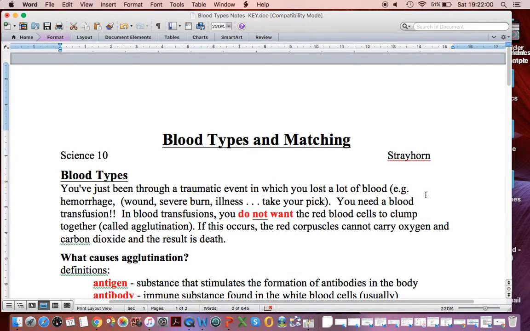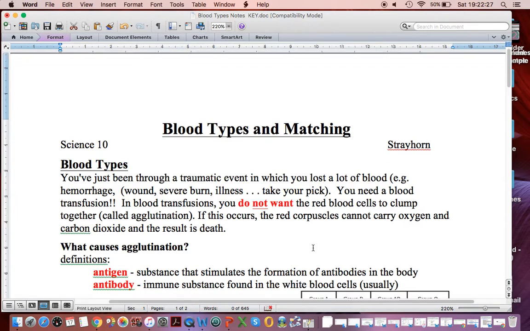Good day. Say you or someone has just been in a traumatic event where you may have lost some blood and you need a transfusion. You need to replace that blood. Well, what we don't want to have happen is something called agglutination. That's something that's going to lead to the red blood cells clumping together. And that means they can't transport oxygen efficiently to cells of the body. And potentially the result would be death.